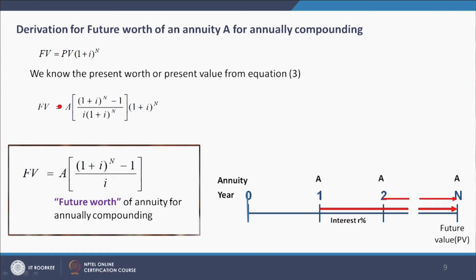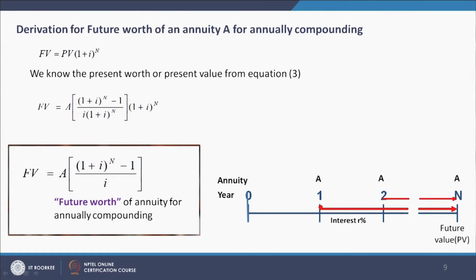When this is multiplied by (1 plus i) to the power n, this gives you the future value, because this equation is for present value, and future value is equal to present value into this. When I multiply this with this part, this gives the future value. So, future value is equal to A into ((1 plus i) to the power n minus 1) divided by i. So, this is the future worth of an annuity for annual compounding.